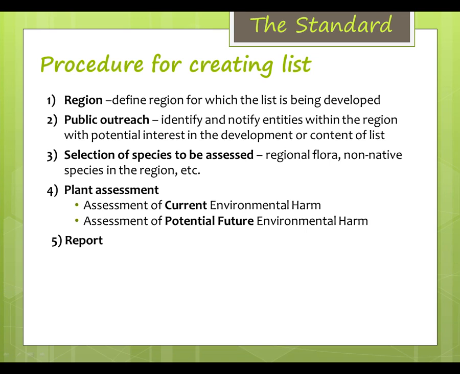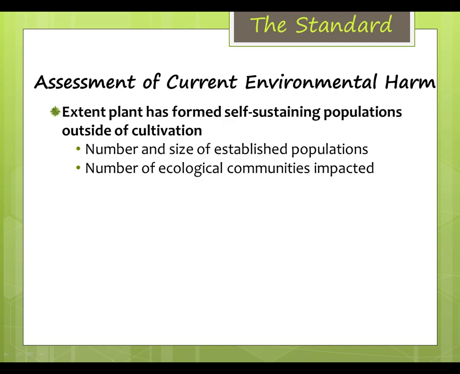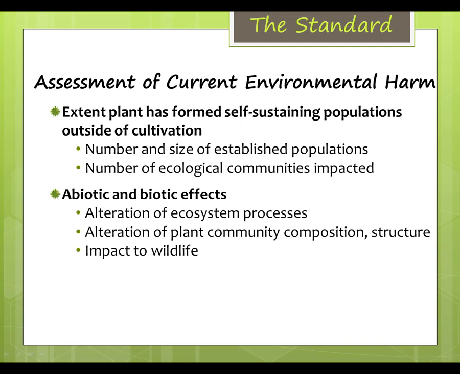So as far as the procedure, start out by defining the region for which the list is being developed, and then identify and notify entities within the region with potential interest in the development or content of the list. And then identify which plants are going to be assessed. It could be the whole region of Florida, non-native species of the region, or the like. And then plan assessment, which involves assessment of current environmental harm and assessment of potential future environmental harm. I'll talk more about that. And then finally the report, which I'll also talk more about.